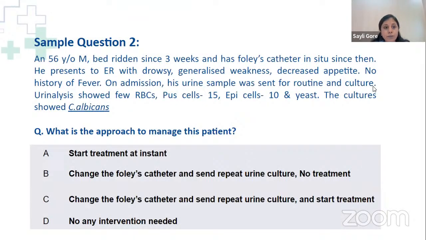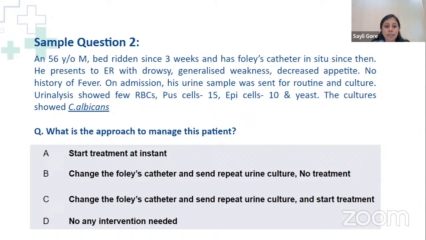So coming to the second question, a 56-year-old male, bedridden for 3 weeks and with a Foley's catheter in situ since then. He presents to the ER drowsy, with generalized weakness and decreased appetite, but he has no fever. On admission, his urine sample was sent. The catheterized urine sample was sent for routine and culture.